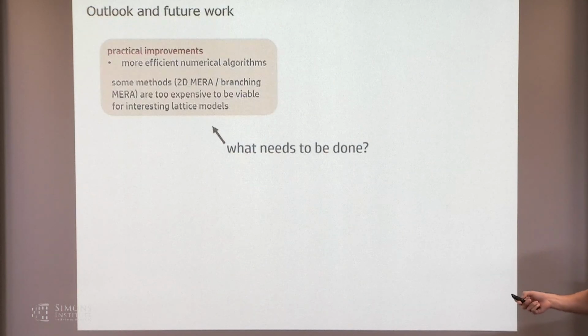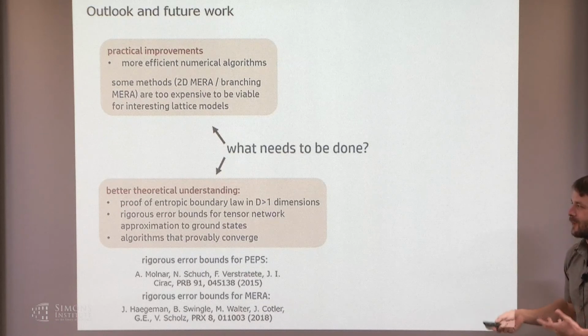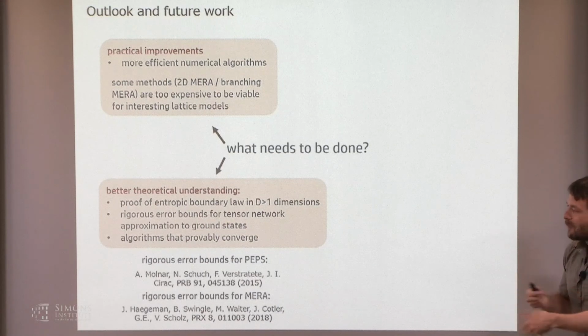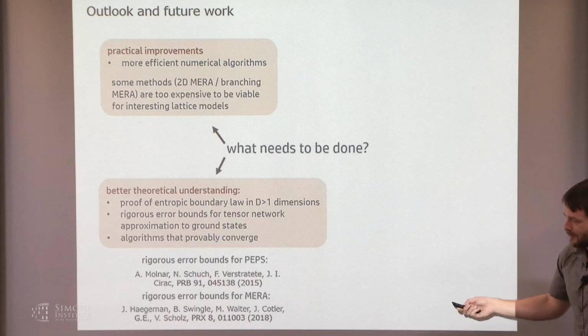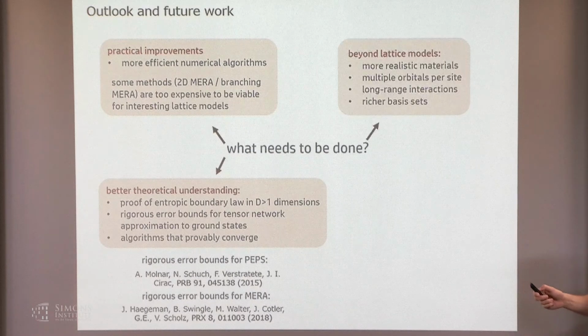So what needs to be done? Well, for a lot of these 2D methods, we need much better practical algorithms, more efficient in how we do these manipulations. We want better theoretical understanding. With 1D we have very good proofs and guarantees and provably converging algorithms. It would be very nice to have this in 2D as well. There is some work in this direction, like error bounds for PEPS, some error bounds for MERA in certain cases, but it's nowhere near the situation in 1D, where things are much more rigorously understood and developed.